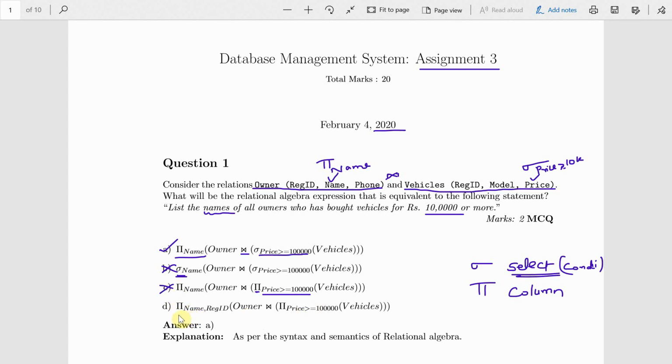Option D, it is selecting name comma registration ID, but actually the question is to list the names of all owners, but not the registration IDs. This is incorrect. And here price greater than or equal to 10,000, this condition you have to write using sigma, means incorrect representation. Option D is incorrect. So the answer for question 1 is option A.